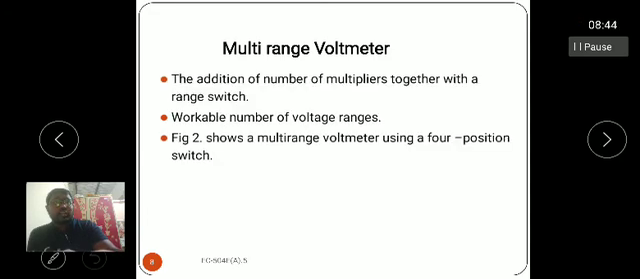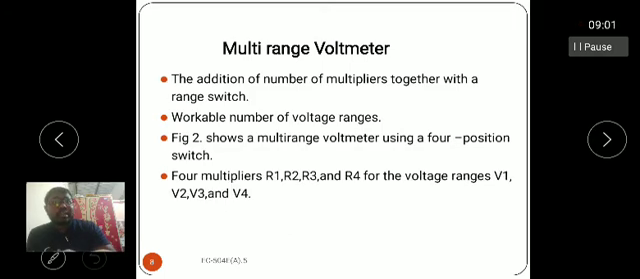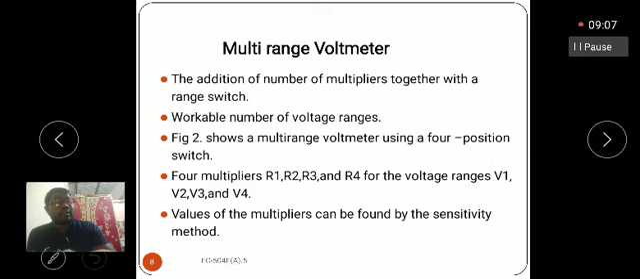The multi-range voltmeter is the same as the DC ammeter. Here, by the addition of a number of multipliers together with their range switch, a workable number of voltage ranges is obtained. The figure shows the multi-range voltmeter using a 4 position switch. The 4 multipliers are R1, R2, R3 and R4 for the voltage ranges V1, V2, V3 and V4. The values of the multipliers can be found by the sensitivity method.